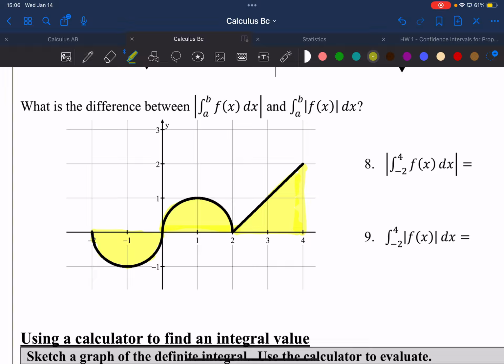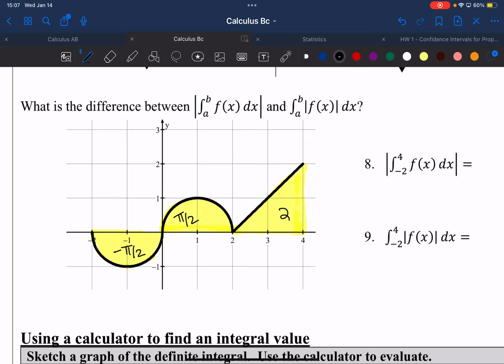Now we're going to calculate the area for each of these. A half circle is pi r squared divided by 2. What is the radius for each of these circles? 1. So the first half circle has area negative pi halves, because it's below the x-axis. The other one is pi halves because it's above the x-axis. And then looking at our triangle, what is the area? 2.